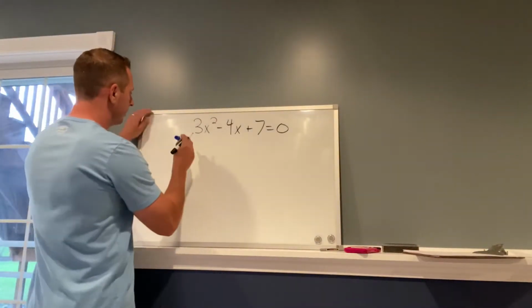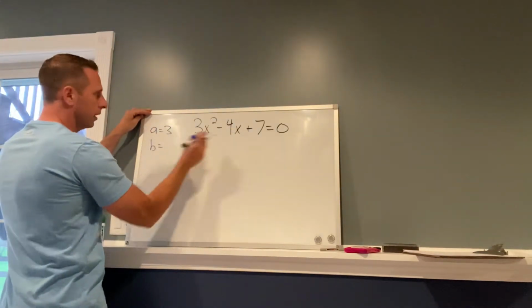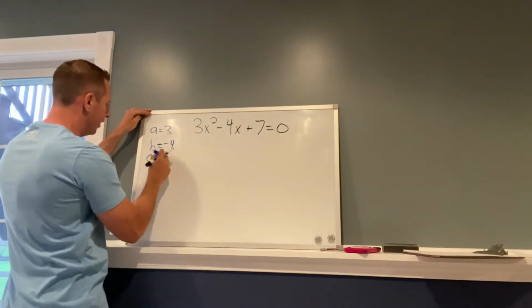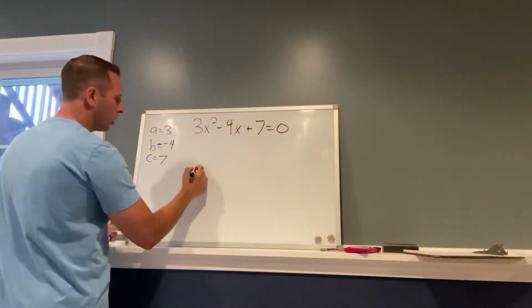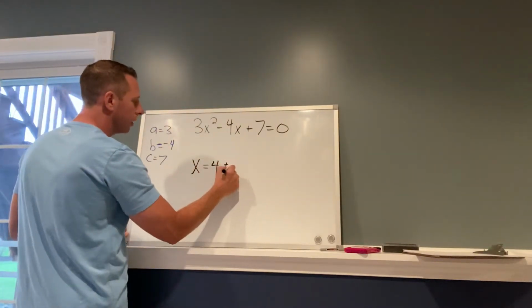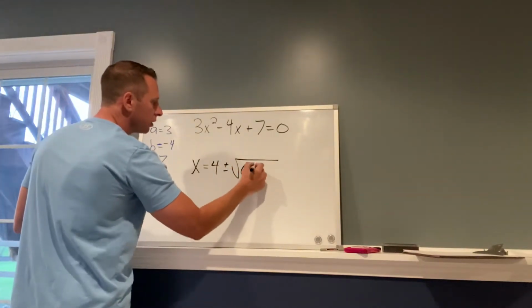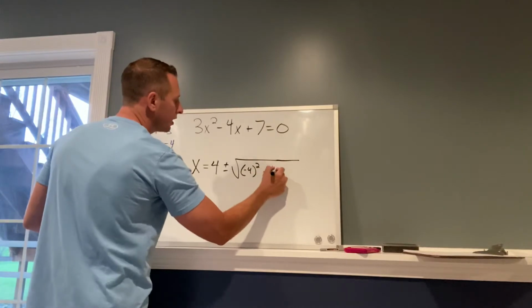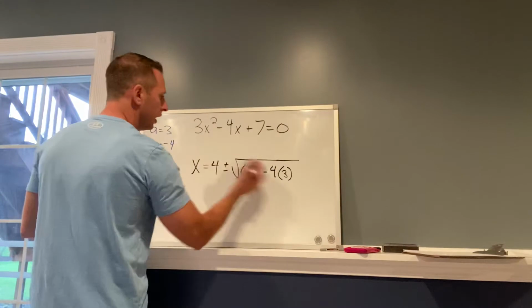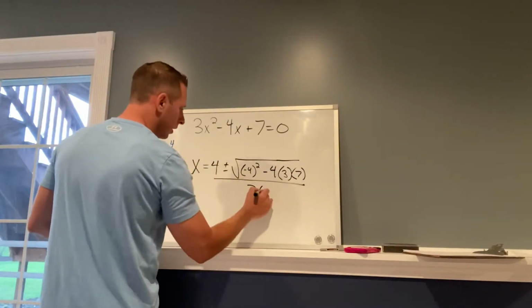A is 3. B is -4. C is 7. So now we substitute that into our quadratic formula. X equals the opposite of B plus or minus the square root of B squared minus 4 times A times C, all over 2A.